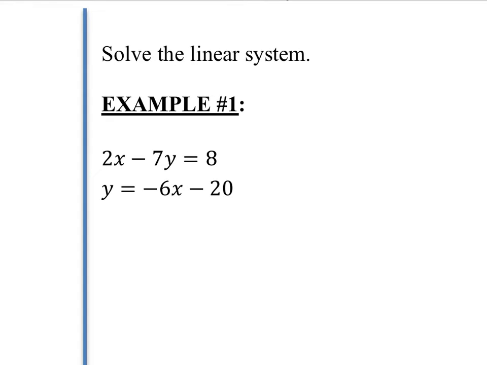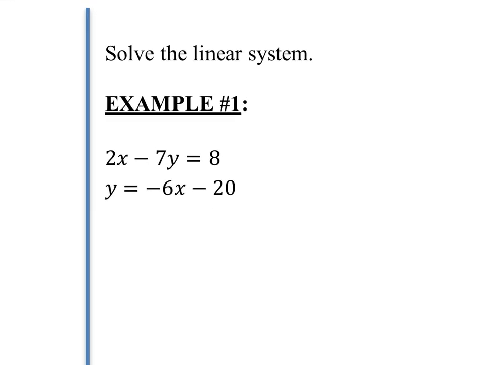Those steps are kind of abstract and they're just words. So let's see what it means to actually do it in a problem here. It says solve the linear system. And we have example 1. It says 2x minus 7y equals 8 and y equals negative 6x minus 20. Okay, so the substitution is literally we're going to substitute. We need to make sure first that x or y is by itself. Do you see in one of these equations is x or y by itself?